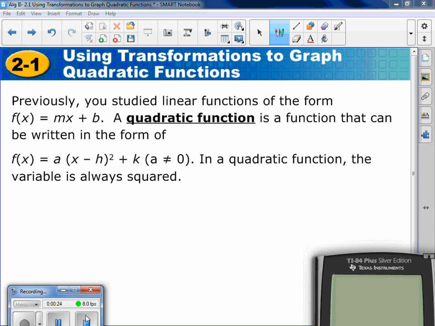When you took Algebra 1, you studied mostly linear functions, y equals mx plus b. But now we're talking about quadratic functions. In Chapter 1, we talked about quadratic functions. What's the parent function for a quadratic? X squared. So quadratic starts with x squared. We're going to have it written as a times quantity of x minus h squared plus k, where a is not equal to 0. In a quadratic function, the variable is always squared.